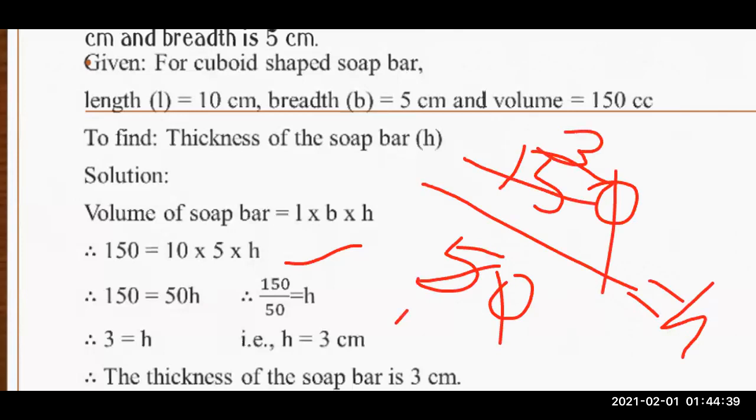So what is the height we got? Height is how much? Height is 3 centimeter. So the last statement must be: the thickness of the soap bar is 3 centimeter.